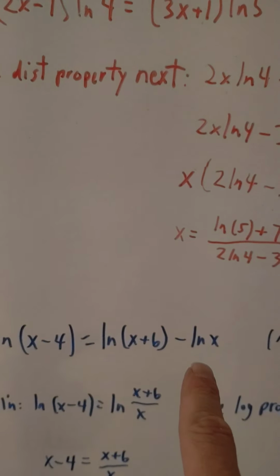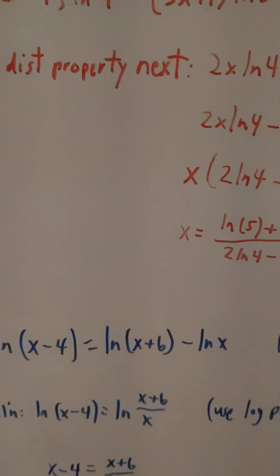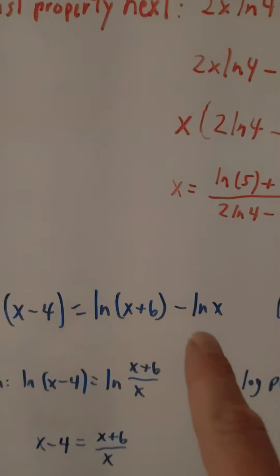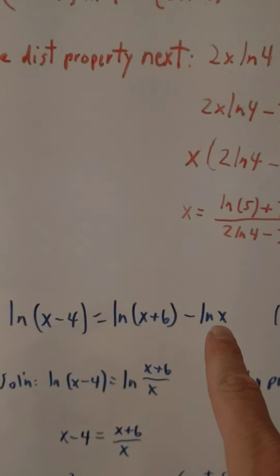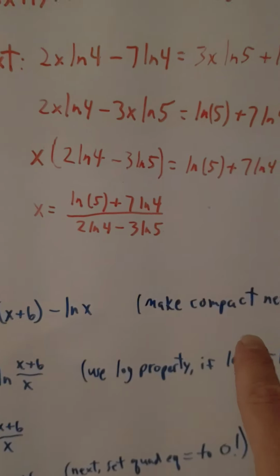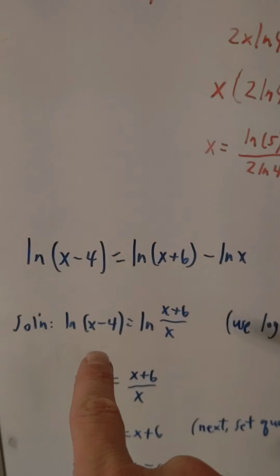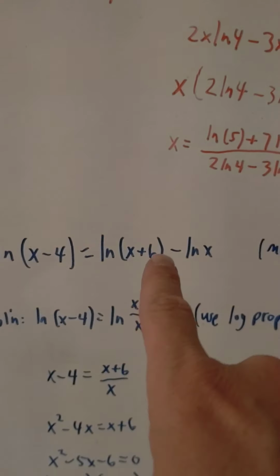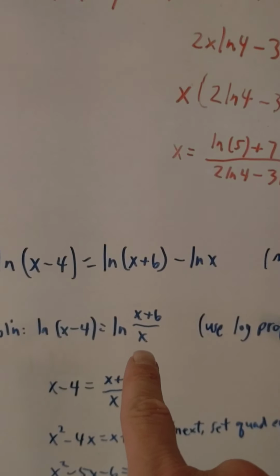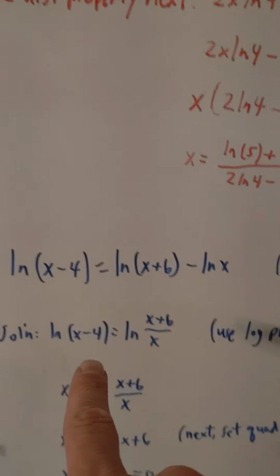If you're subtracting two logs, you can write it as a single log and divide the arguments, assuming the bases are the same, which they are. So rewriting, I rewrite the left-hand side, and now let's turn that right-hand side into this. Now it's compact.